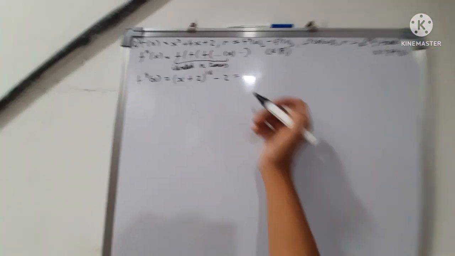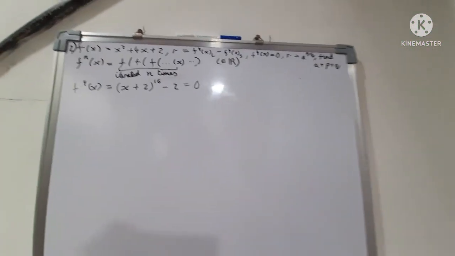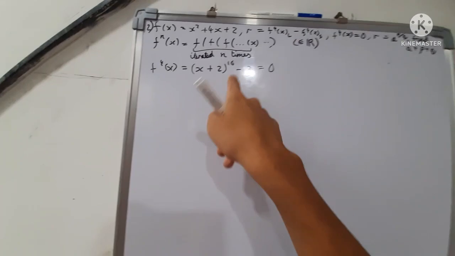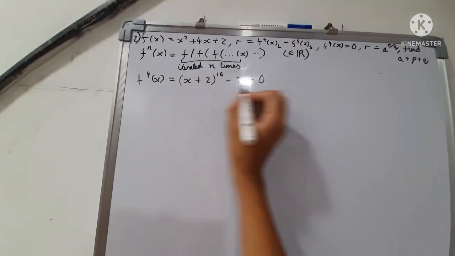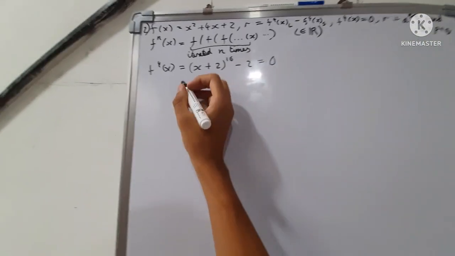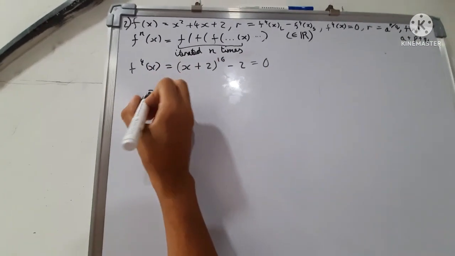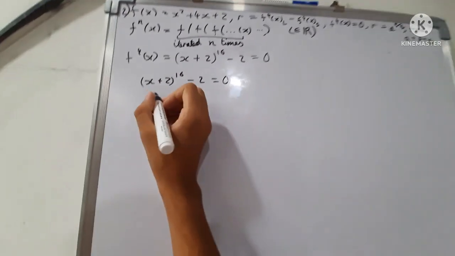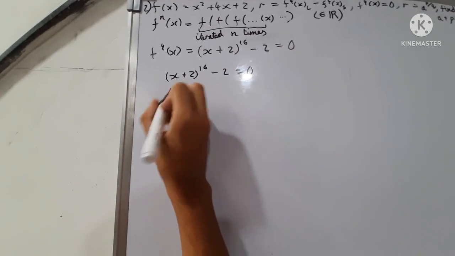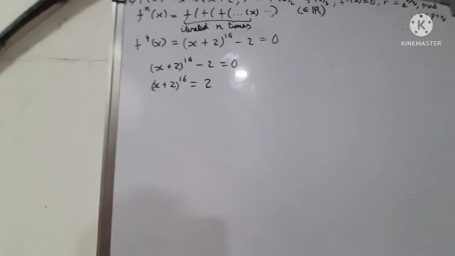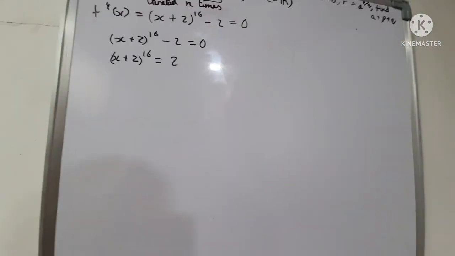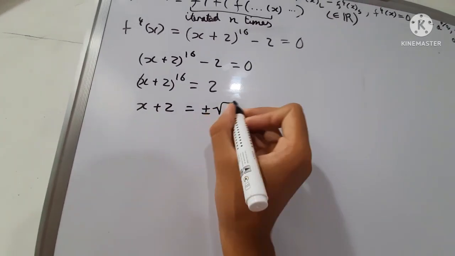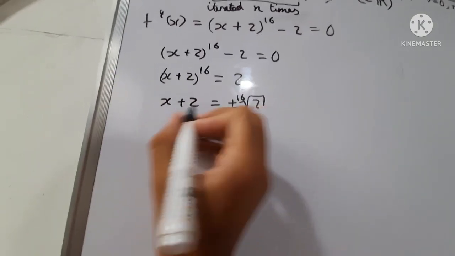Okay, so this is where we left off last time, and then there was an interruption. You may notice some new lighting. Anyways, this is where we left off the question. We have to find the smallest and the largest solution to this equation: x plus 2 to the power of 16 minus 2 is equal to 0. Move 2 to the other side: x plus 2 to the power of 16 equals 2. Now because 16 is an even number, x plus 2 can only be plus or minus the 16th root of 2.